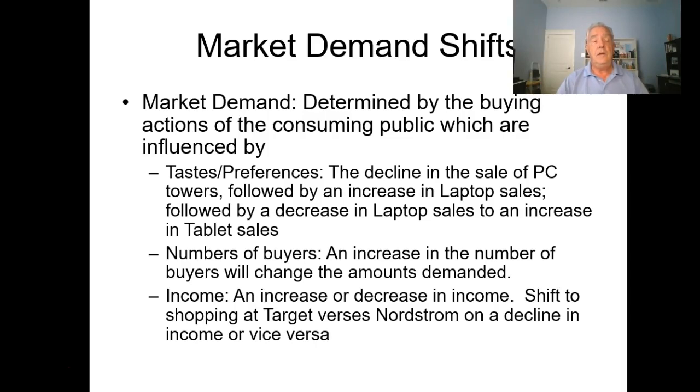Now, in addition to that, numbers of buyers. The number of buyers can increase. How does that occur? Through immigration. A large quantity of people come into the United States and we have additional buyers. Lastly, income, which is probably the most important. This really determines what we're going to do in terms of our buying habits. For instance, if we're a little bit short of cash, we might shift our purchases and go to Target rather than Nordstrom's or Saks Fifth Avenue.